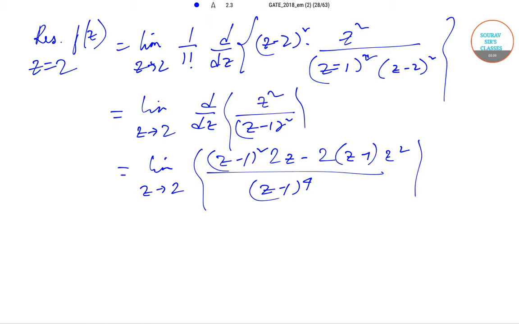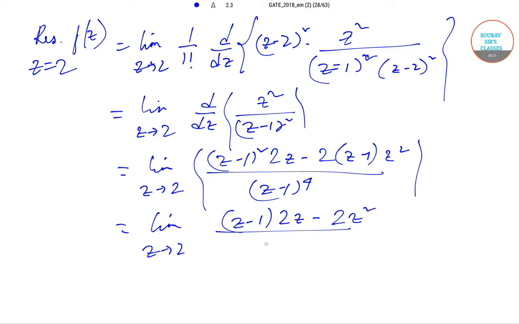So z minus 1 will be cancelled from the numerator and the denominator, so this will give us limit z tends to 2 of z minus 1 into twice of z minus 2 into z square, and in the denominator we'll get z minus 1 whole cube. If we put z equal to 2 now over here, this will give us 4 minus 8 by 1 cube, that is equal to minus 4.